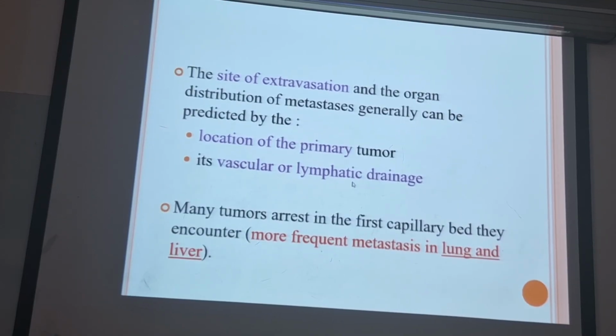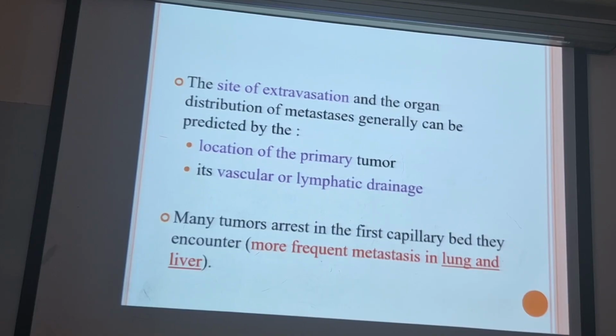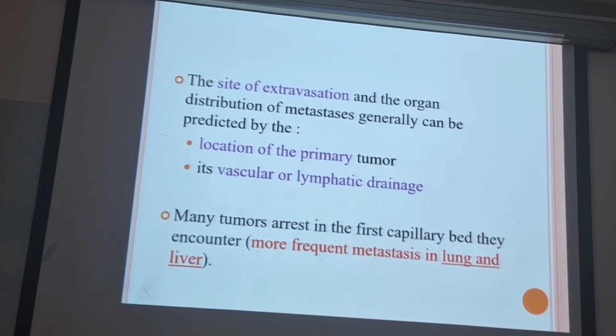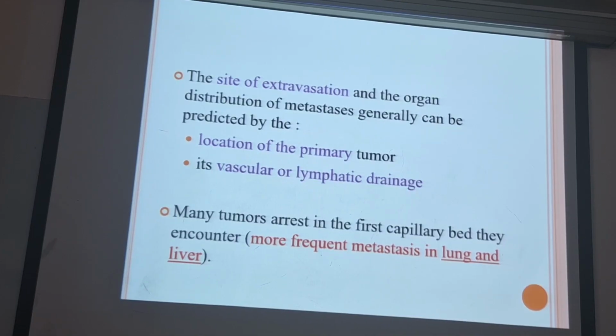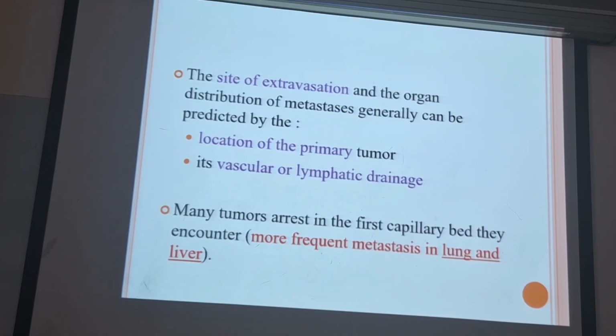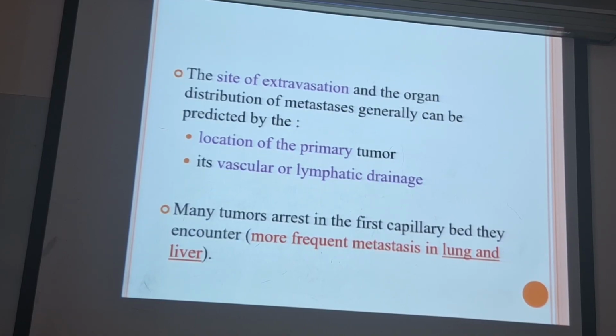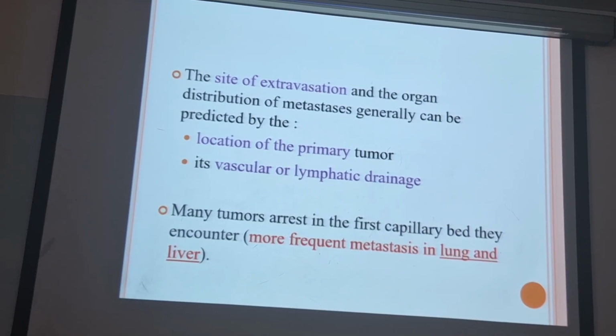Okay, now about site of extravasation and organ distribution of metastases. For example, the distribution of metastasis site is different between the tumors. For example, in breast cancer, the first area of metastasis is axillary lymph node. Why? Because of the normal lymphatic drainage of the breast.